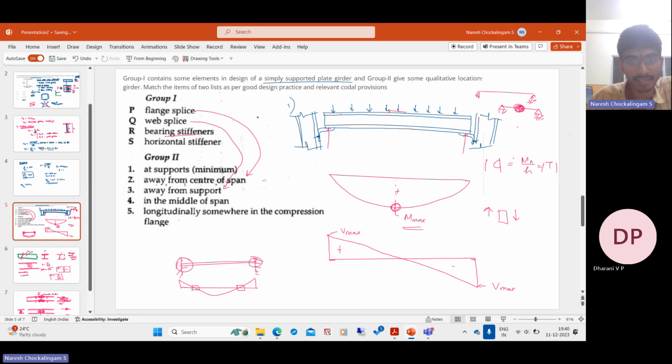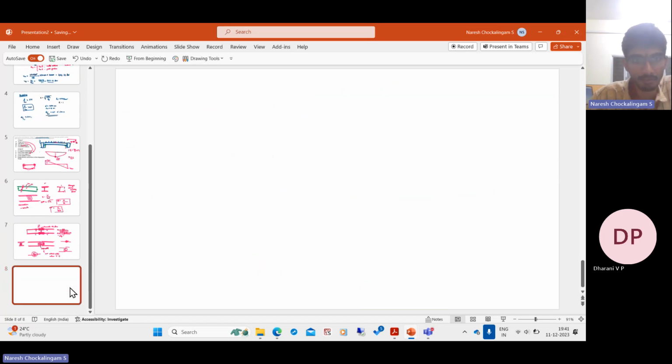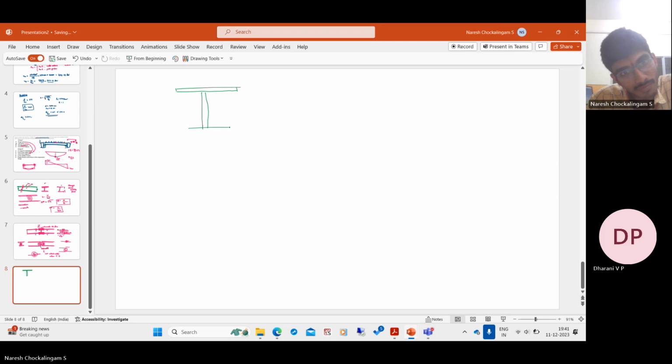Then bearing stiffness, as I said, you might have heard of these already. There is a distributed force, but that is resisted by two vertical reactions at the support. So what does that mean? If you draw the free body force diagram at the support, this is how the beam cross section looks. And right at the support, you have a concentrated force. A beam is not designed for concentrated force.